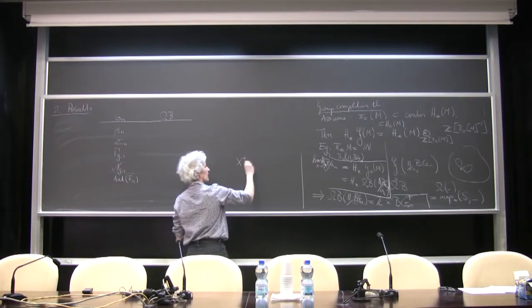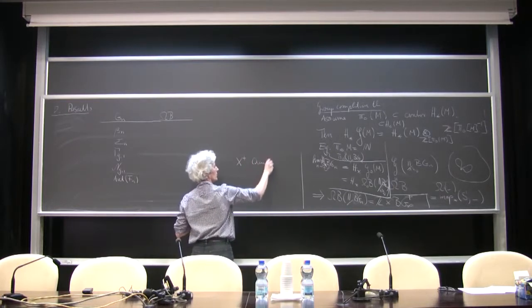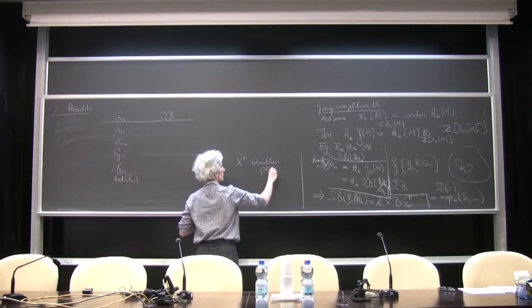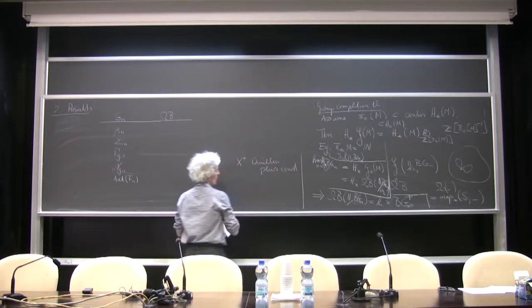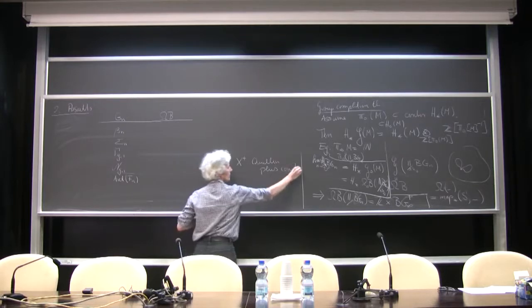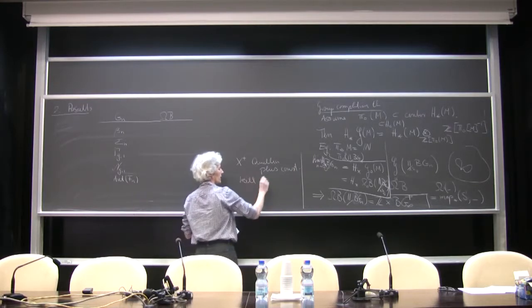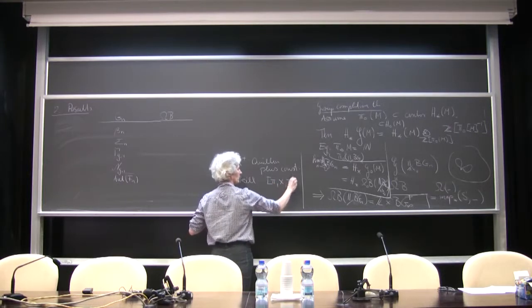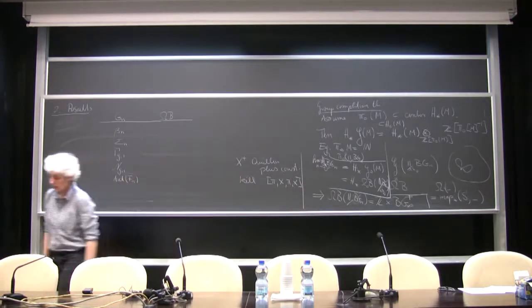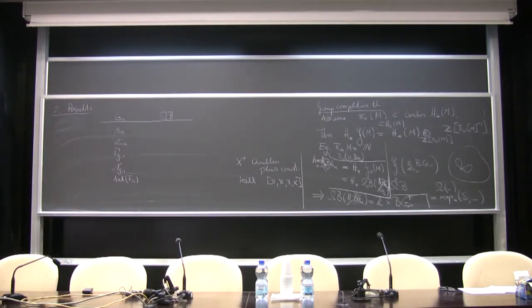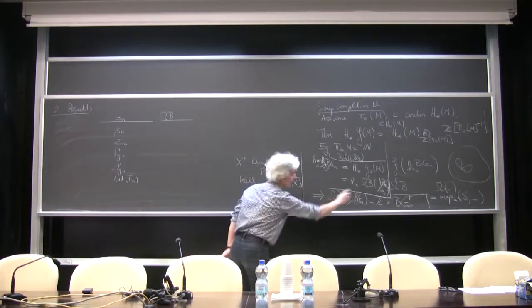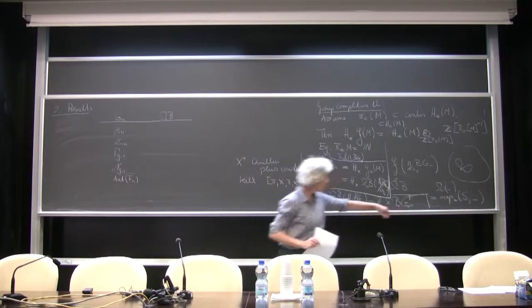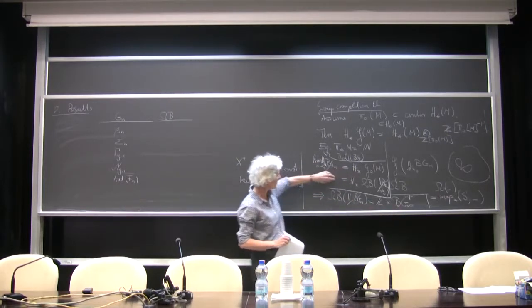So X plus is Quillen's plus construction, where I kill all the commutators in my pi one of X. How do I kill an element in the fundamental group? I just attach a two-cell. And that's not quite enough, because what I want is that this space here still has the same homology. That's what this statement says.